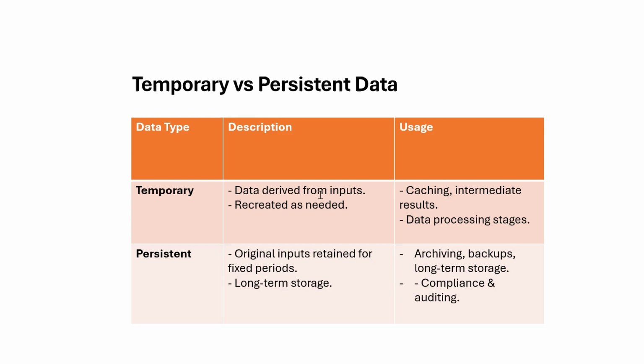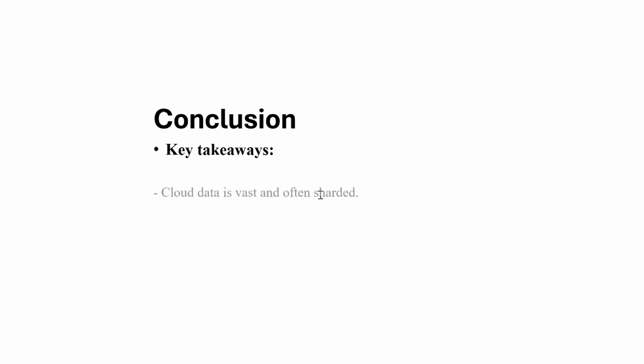So in the end, we are saying that we have temporary and persistent data. Temporary data is data derived from inputs and recreated as needed, such as caching intermediate results and data processing stages, with original inputs retained for fixed periods. These are persistent data, and some data are temporary and some are persistent, and persistent data is used for archiving and purging as well. So in the end, we have some takeaways.